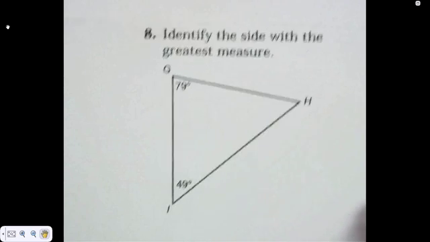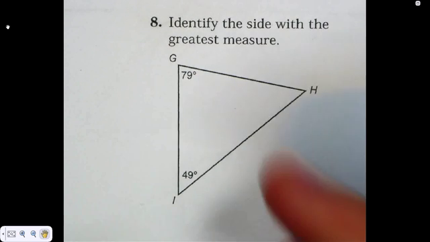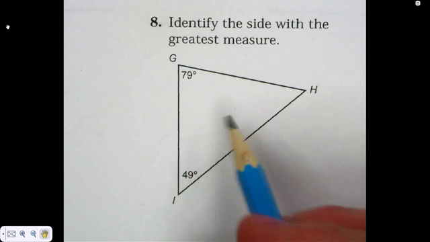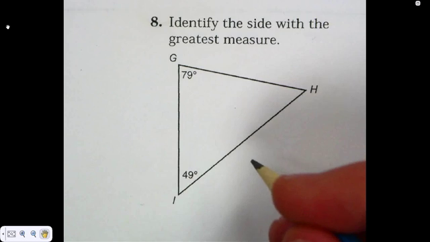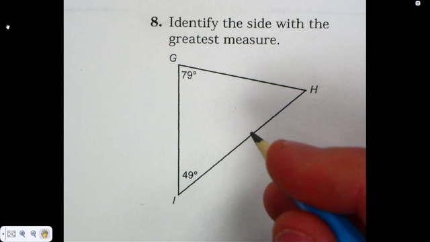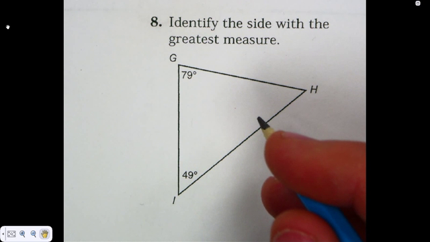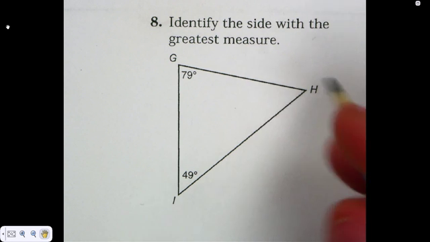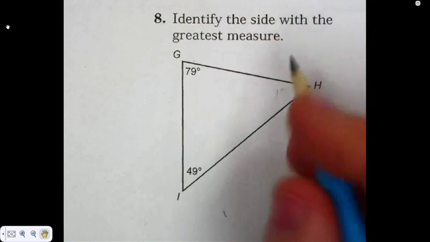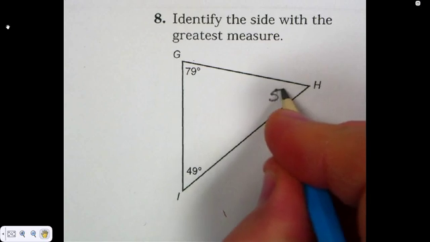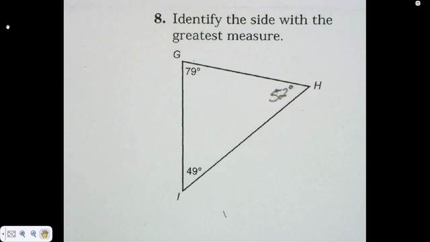Identify the side with the greatest measure. How are they trying to trick me here? They didn't draw all three. What had you better probably do? Add these two together, see how much is left. How much is left? 79 and 49. What is that together? It's 128. So how much is left? 52. Those three add to 180.